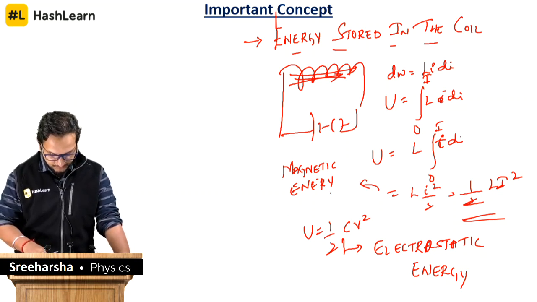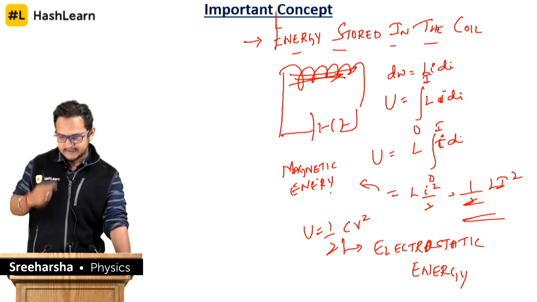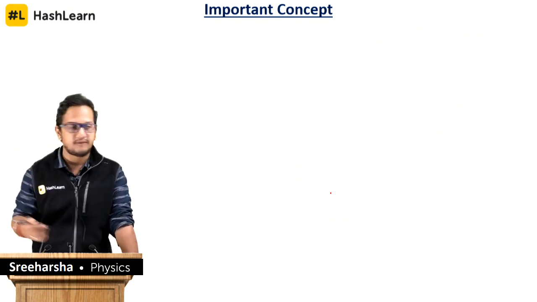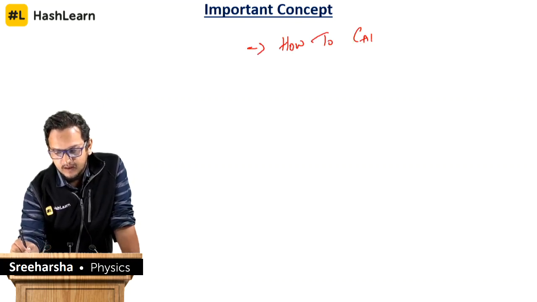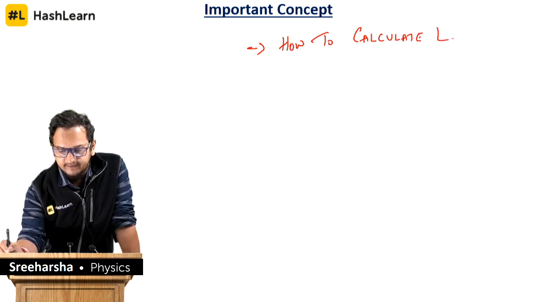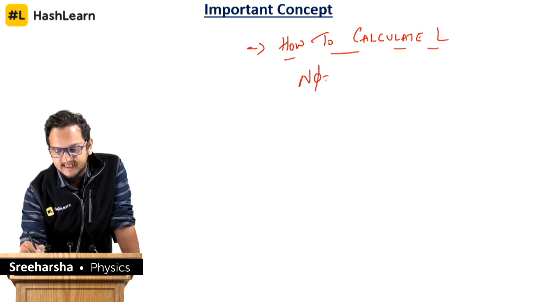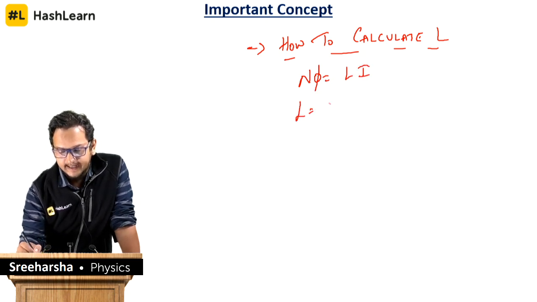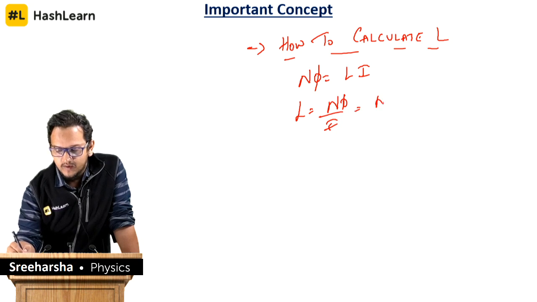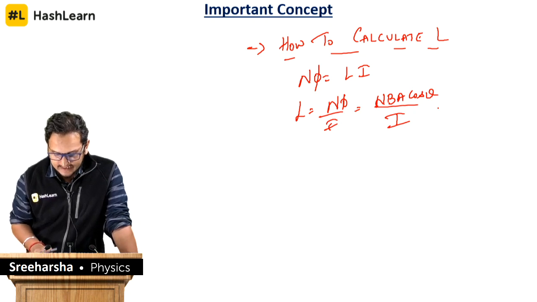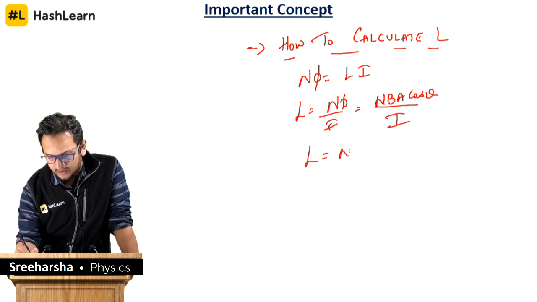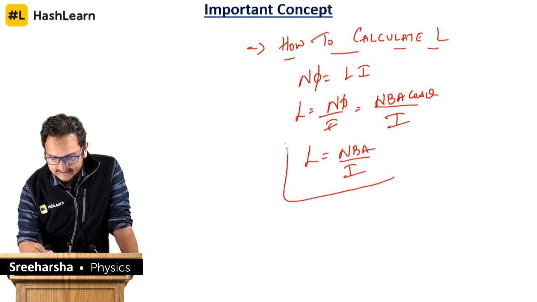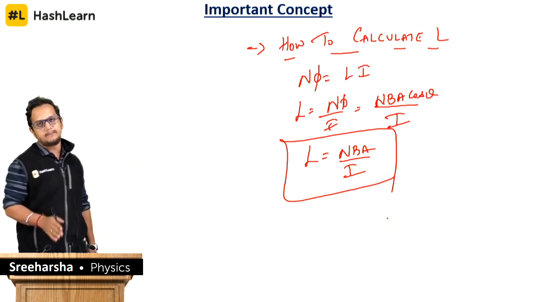Now, how do we calculate the self-inductance? How to calculate L? I am giving the general formula. We have N phi equal to L into I, or L is equal to N phi by I, which is equal to N B A cos theta by I. That gives the value of the self-inductance. If theta is equal to 0, then L is equal to N B A by I is the self-inductance formula.